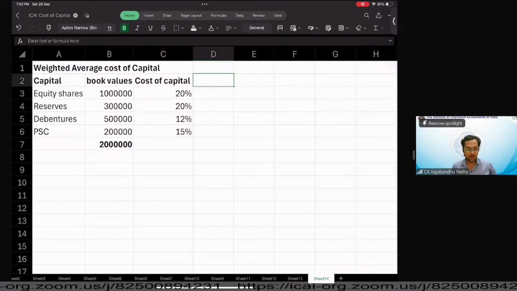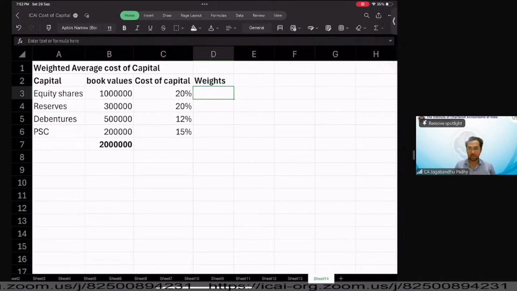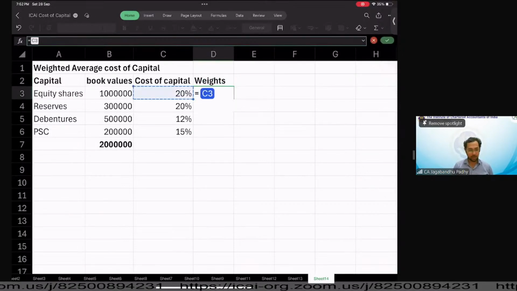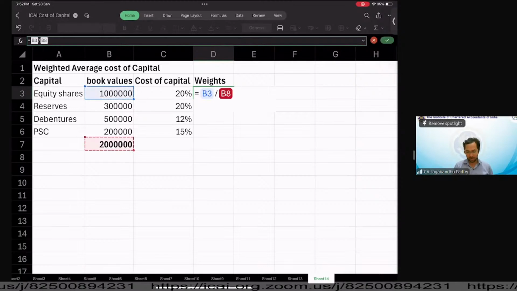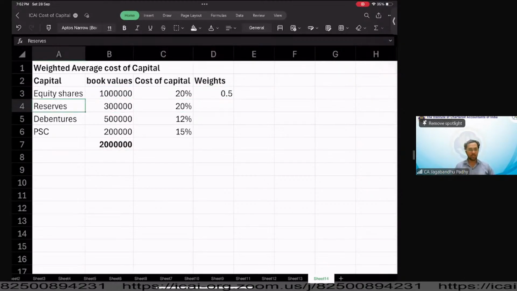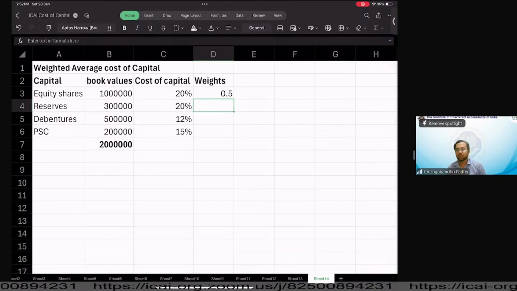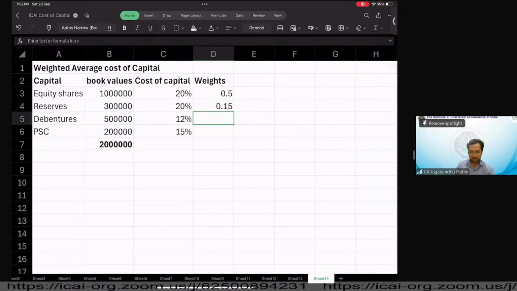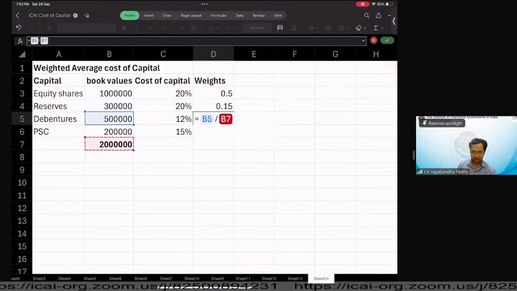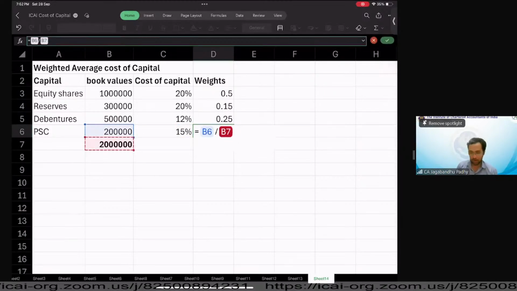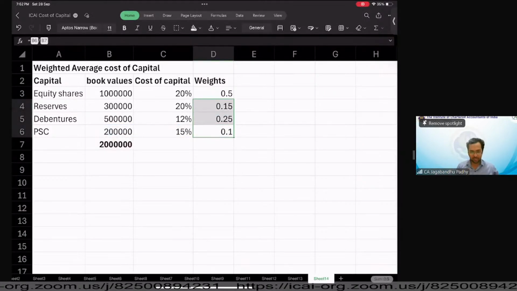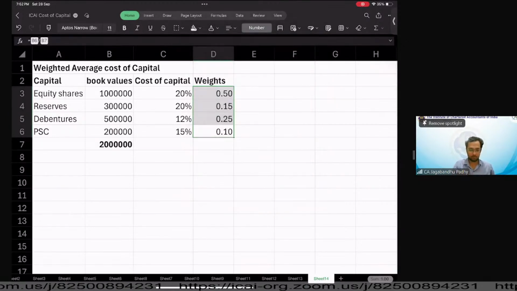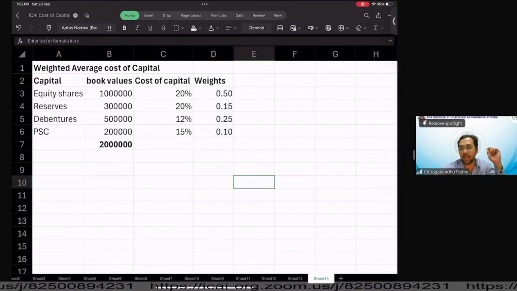As the name says, weighted average cost of capital, we need to first calculate the weights. So the weight for equity will be 10 lakh divided by 20 lakhs. What will be the weightage for reserves? It will be 3 lakh divided by 20 lakhs. Weightage for debentures will be 5 lakh divided by 20 lakhs, and weightage for preference share will be 2 lakh divided by 20 lakhs. Can I say these are the weightages? Correct, guys?